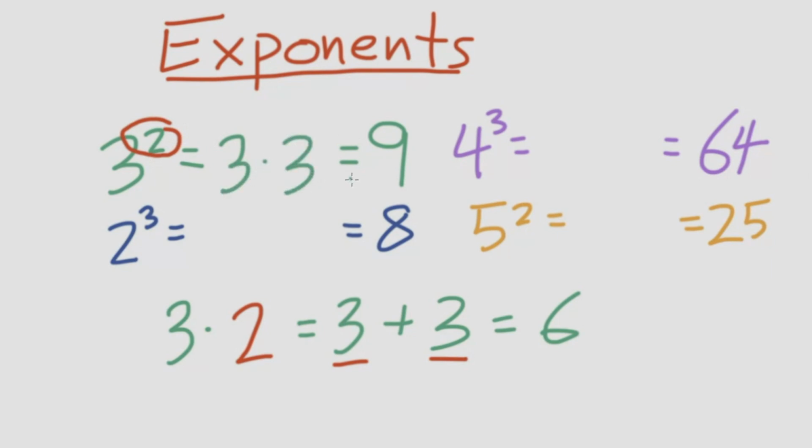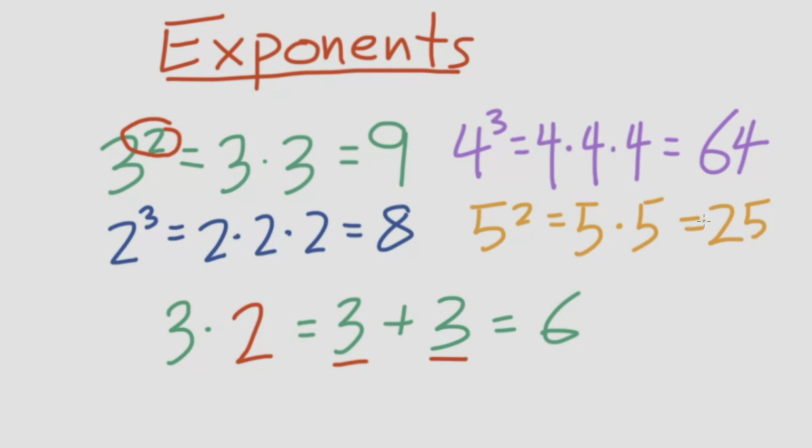As you can see here, 3 to the power 2 is equal to 3 times 3, which is equal to 9. 4 to the power 3 is equal to 4 times 4 times 4, which is 4 multiplied by itself 3 times, which is 64. 2 to the power 3 is equal to 2 times 2 times 2, which is equal to 8. And finally, 5 to the power 2 is equal to 5 times 5, which is equal to 25.